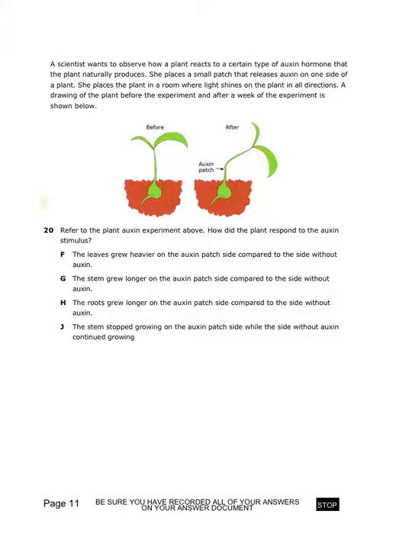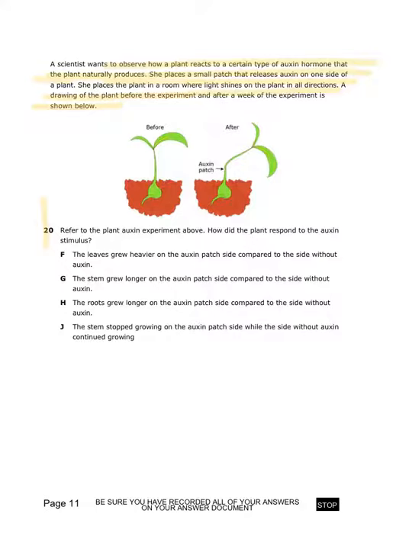Number 20. A scientist wants to observe how plants react to a certain type of auxin hormone that the plant naturally produces. She places a small patch that releases auxin on one side of the plant. She places the plant in a room where the light shines on the plant in all directions. A drawing of the plant before the experiment and after a week of the experiment is shown below.